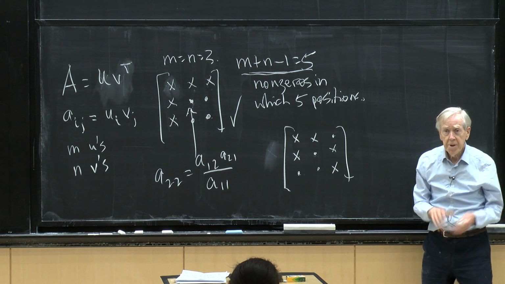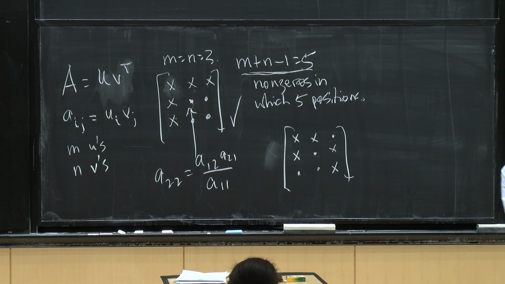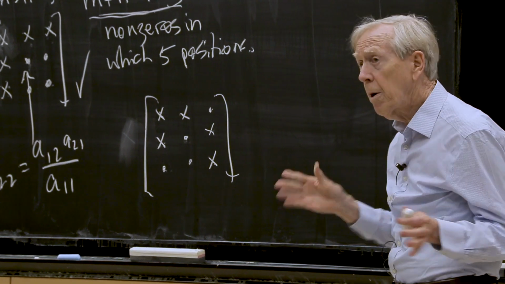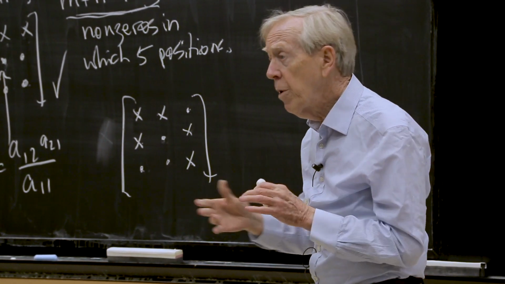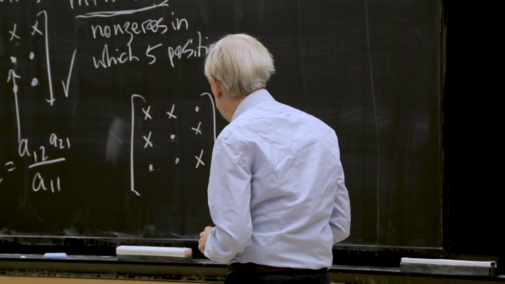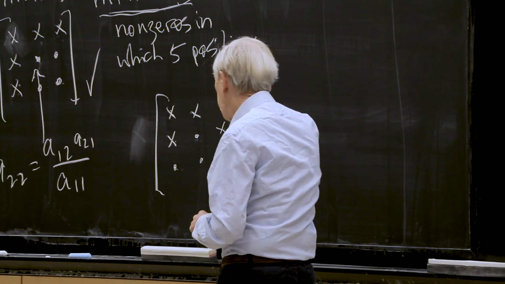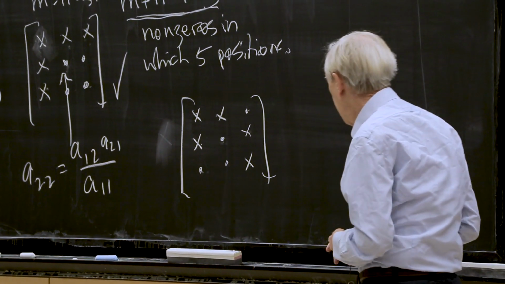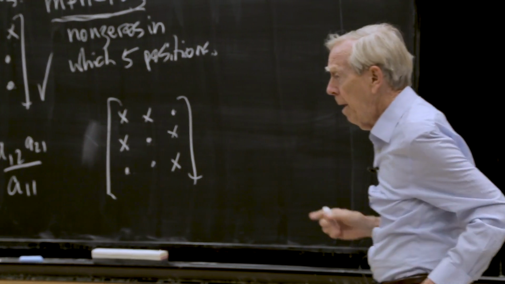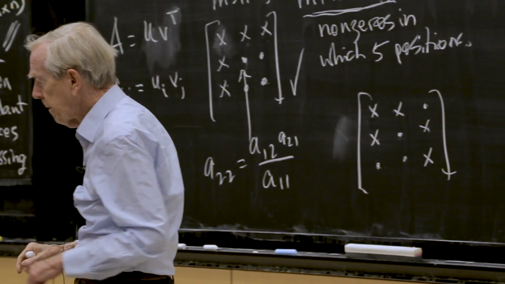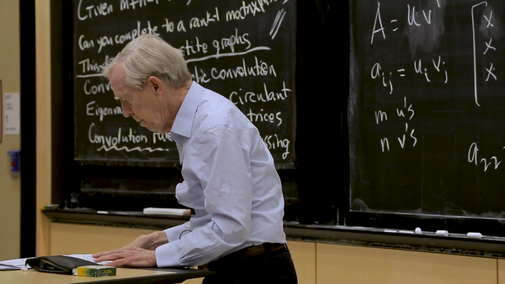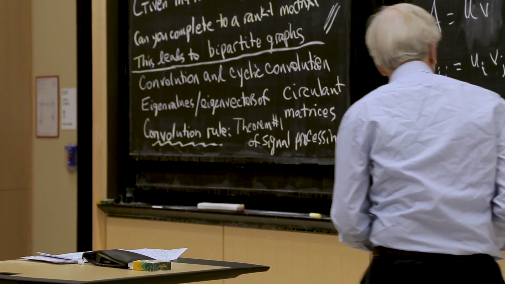So it's a sort of nice combinatorial problem. Which 5 positions will work, which five will not work? How do I tell? Of course that's for 3 by 3. So I had like a bigger example. Let me move up to 4 by 4.